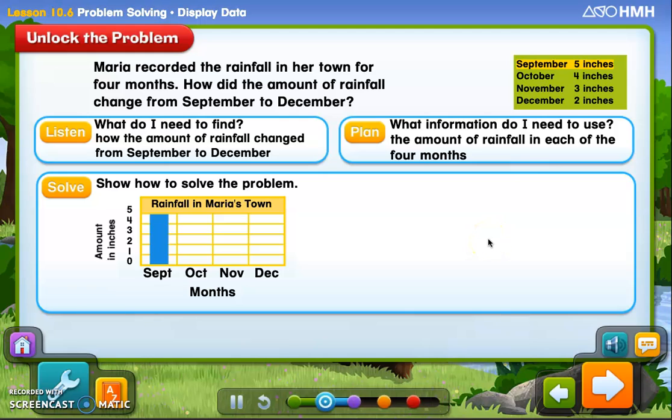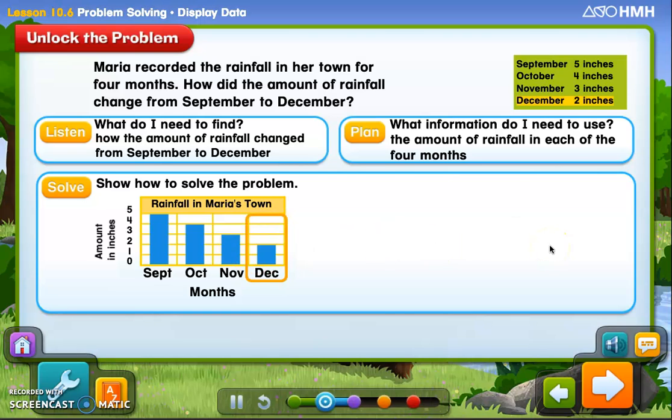The bar for September is drawn to 5 because the chart lists 5 inches of rainfall for September. Let's draw the bar for October. The bar for October is drawn to 4 because the chart lists 4 inches of rainfall for October. Now let's draw the bar for November. The bar for November is drawn to 3 because the chart lists 3 inches of rainfall for November. Finally, let's draw the bar for December.